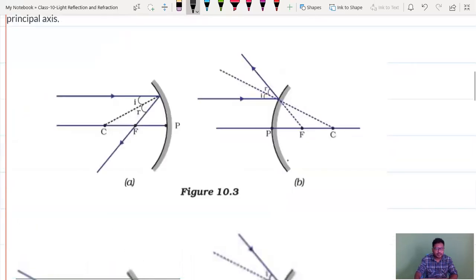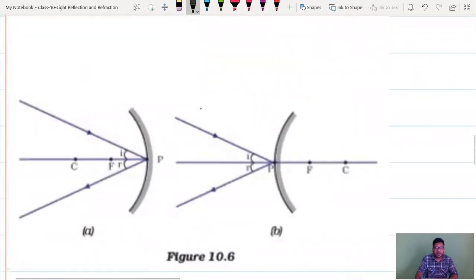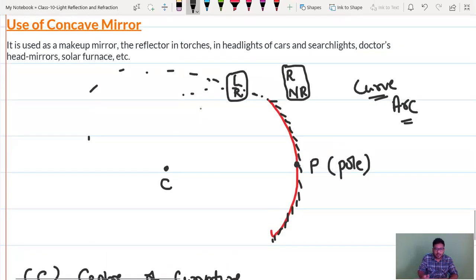So let us see the definition. Center of curvature, the first point you can observe: the center of the hollow sphere of which the mirror is a part. So this is the center of this hollow sphere. If you draw it, it will be like a sphere only, right? That is the thing.